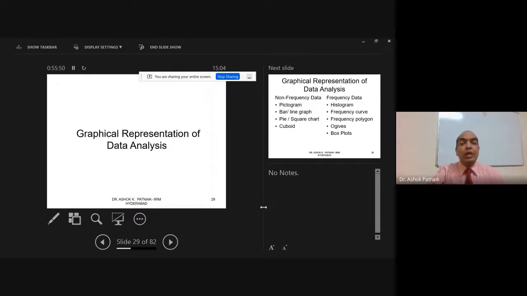Now we go to the graphical representation of data analysis. Here we are starting the analysis part. So after all these things, the first thing, there are 2 ways you can represent your data. One is the statistical data analysis and the other one is graphical data analysis. First, we'll talk about the easy one, which is graphical data analysis or graphical representation of data.